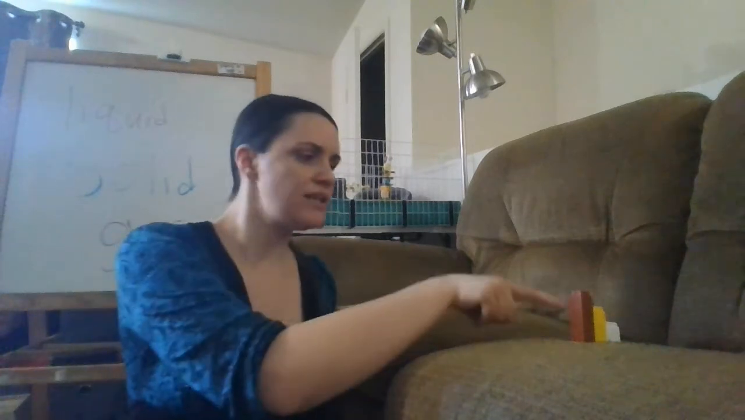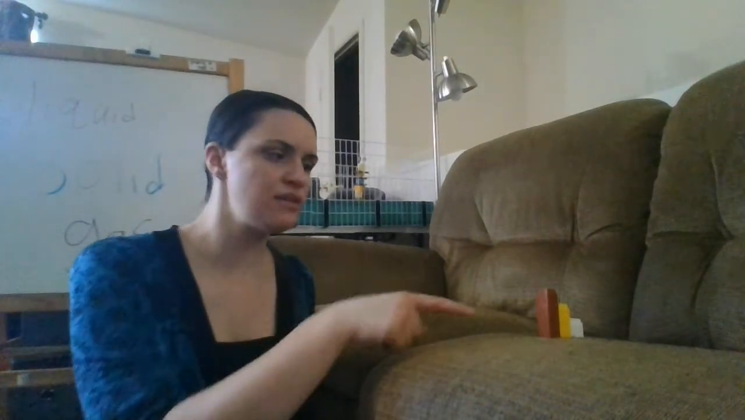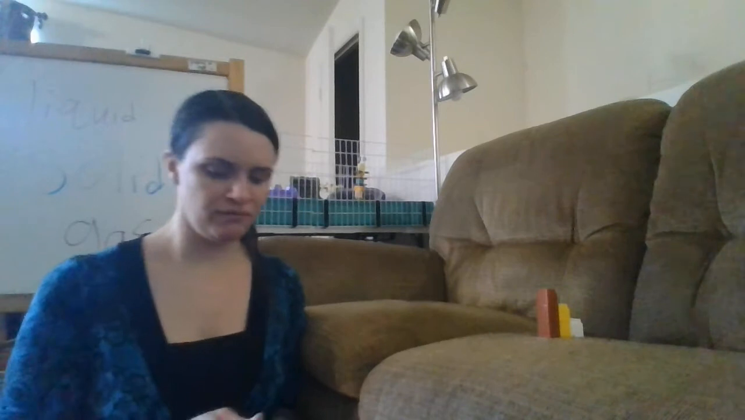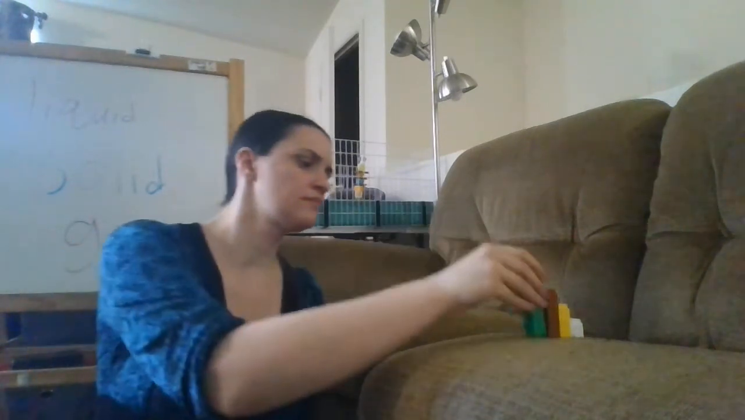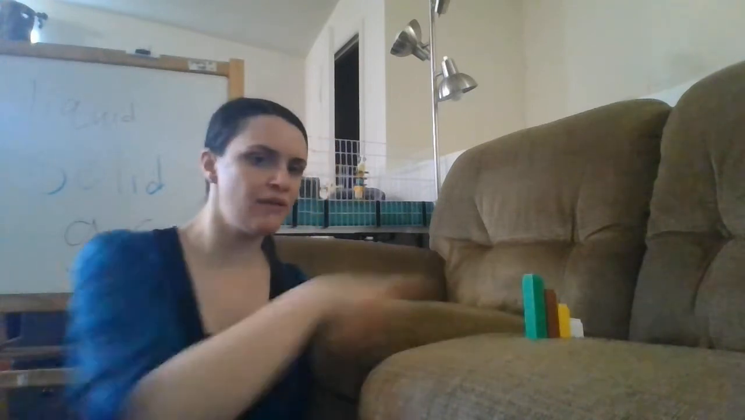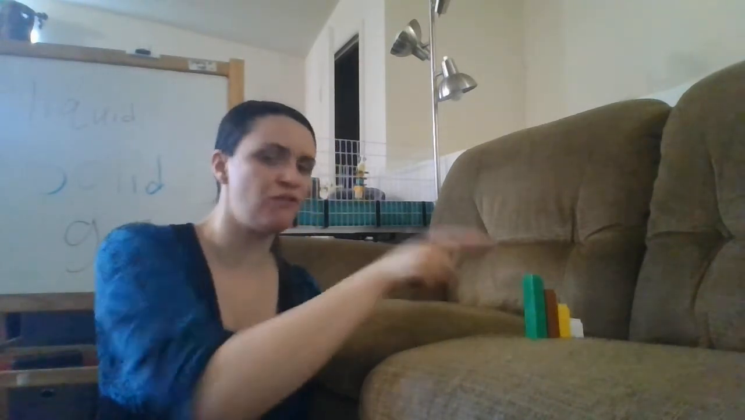So we have 1, 2, 3. What number comes after 3? 1, 2, 3, 4. So let's build our 4th cube. We have 1, 2, 3, and 4. So now we have 1, 2, 3, 4. Next is 5. So let's build that.